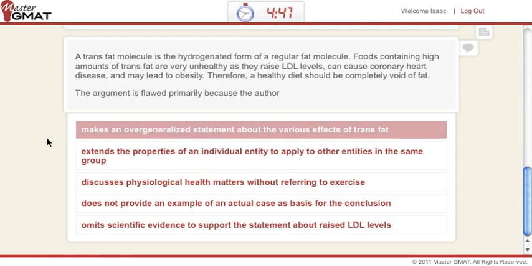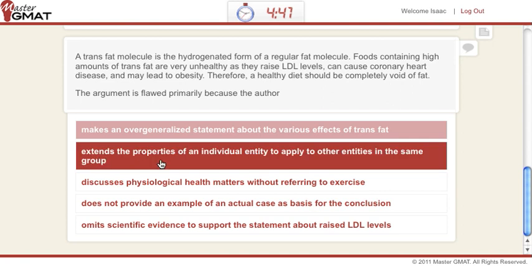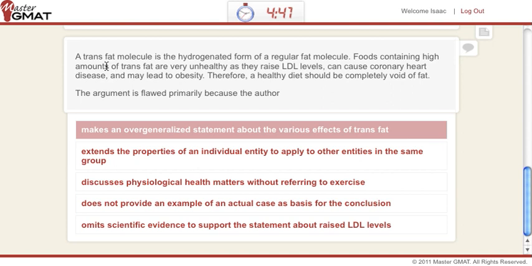Let's look at B. B extends the properties of an individual entity to apply to other entities in the same group. Well, the individual entity would be the trans fat molecule, right? And we have the properties of that entity, and was it generalized or applied to other entities in the group? Well, most definitely. Therefore, a healthy diet should be completely void of fat. So we went from the specific and applied it to the more general of that class. So we keep this for now.